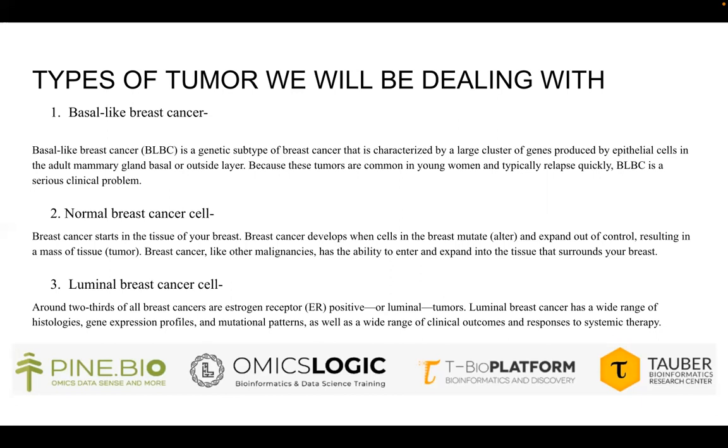So the next is the normal breast cancer cell. Breast cancer starts in the tissue of the breast. Breast cancer develops when cells of the breast mutate, alter, and expand uncontrollably, and it results in a tumor. A mass of tissue, like a cyst, is formed, and then a tumor is formed. So breast cancers are malignant, and they are surrounded by breast tissue.